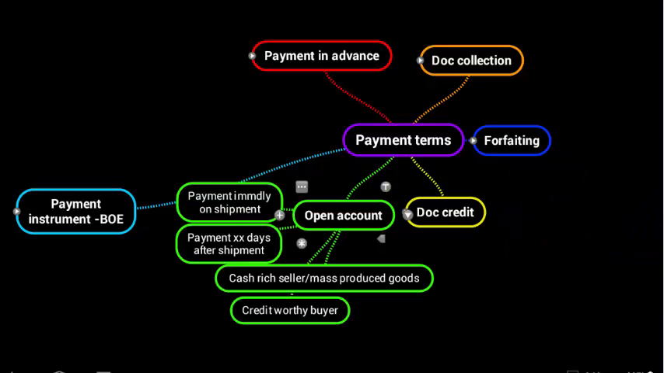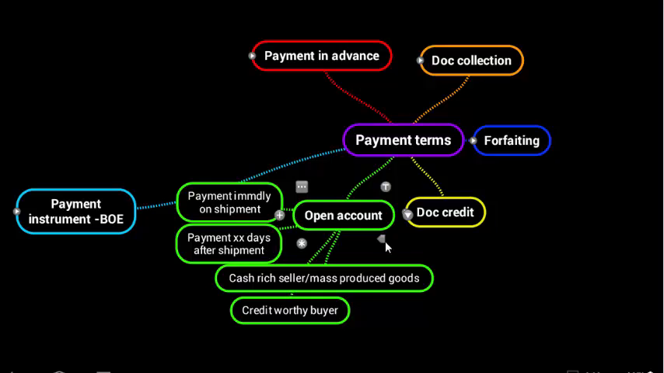Let us turn our attention to open account. Open account is payment immediately on shipment or payment X days after shipment, which means shipment precedes payment, which means the supplier is out of goods and out of cash and is awaiting concession from the buyer to remit his money. The advantage for the buyer is he will be able to inspect the goods, sell the goods in the market, realize the money, and then pay for it.